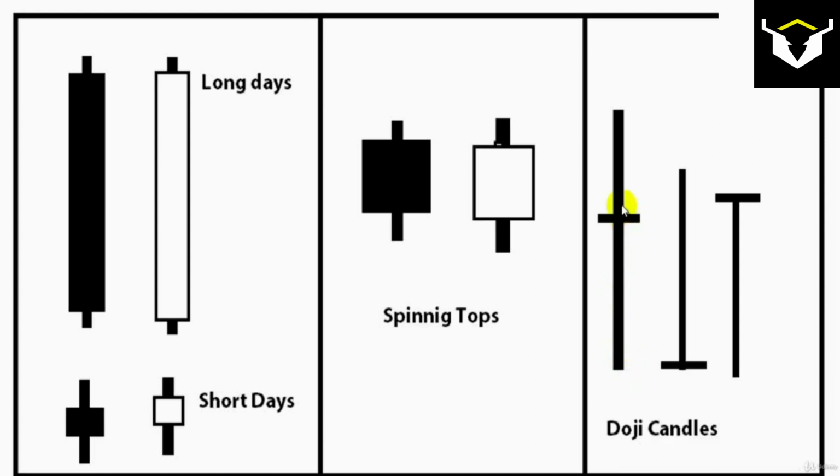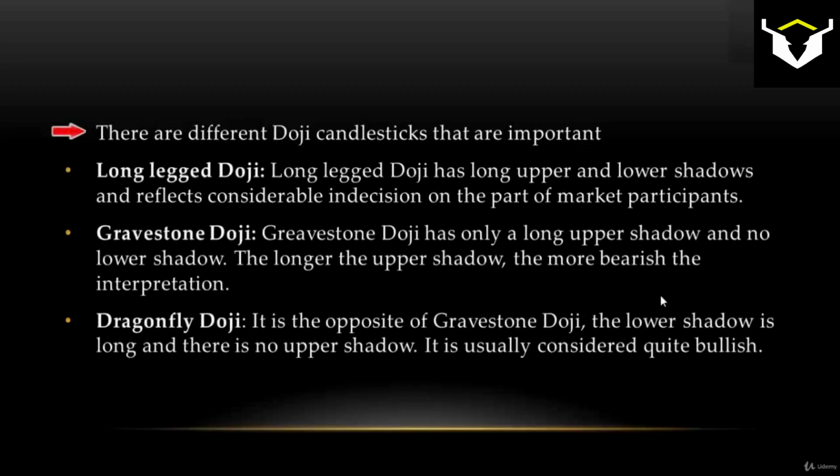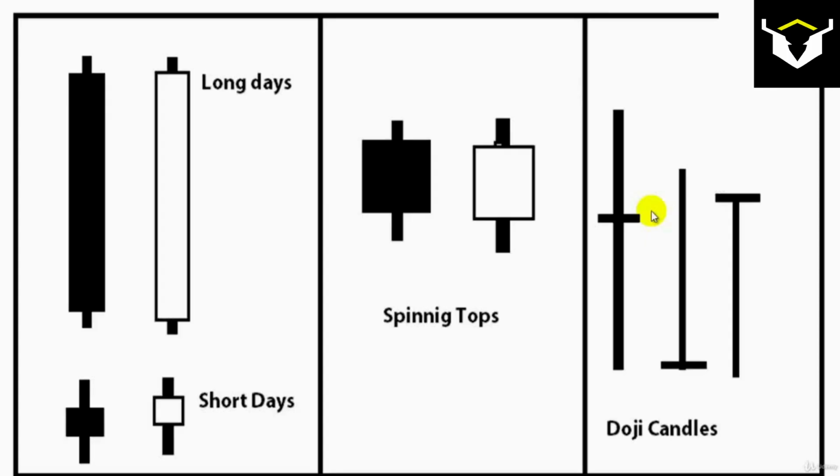Doji candlesticks. There are three different types of doji candlesticks. Let's go ahead and learn about them. There are different doji candlesticks that are important. Long-legged doji. Long-legged doji has long upper and lower shadows and reflects considerable indecision on the part of market participants. So the first doji candle is a long-legged doji candlestick. It has longer upper and lower shadows and an unchanged body.